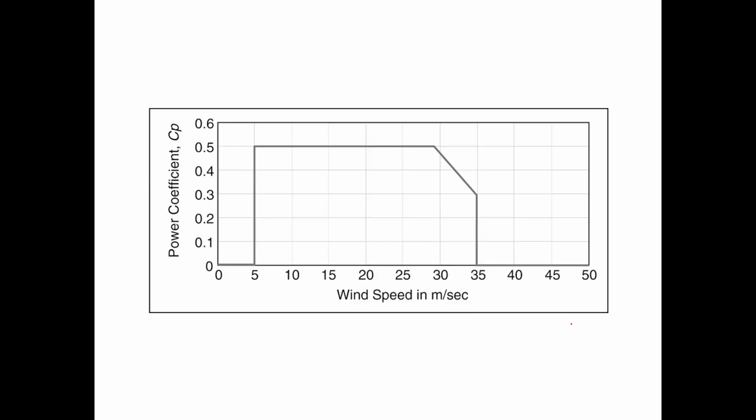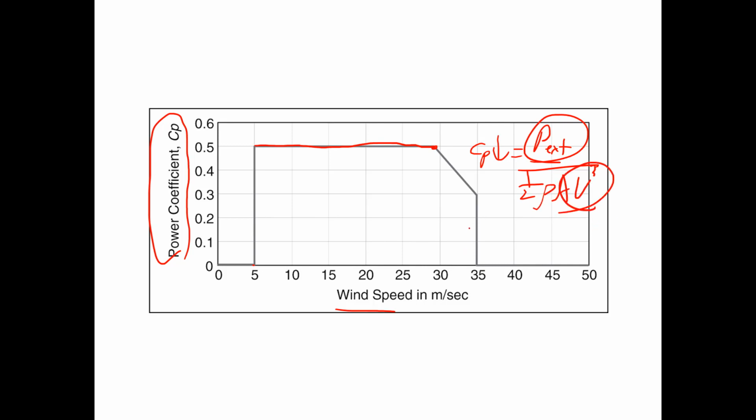Again, you can see the same kind of graph in the power coefficient versus wind speed graph. Nothing until 5 meters per second, then constant power coefficient until I hit a point where the power coming in is greater than the power capacity of the generator. At this point, my power coefficient goes down because it's equal to the power extracted, which is constant, divided by the power in the air, which is increasing with wind speed. And then when I hit 35 meters per second, it cuts out altogether.